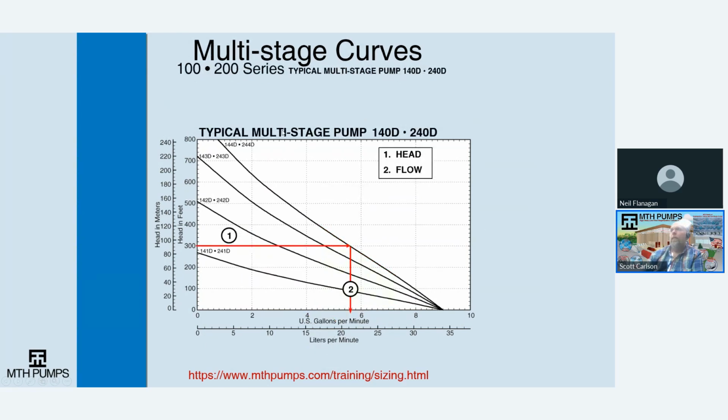So in this case, we have 300 feet at that same 5.5 gallons a minute that the T series was doing earlier. Here we do it with a 4-stage, and it would be the 5.5 gallons a minute. So each one of these lines is one of the stages. So it's a 1-stage, 2-stage, 3-stage, 4-stage.